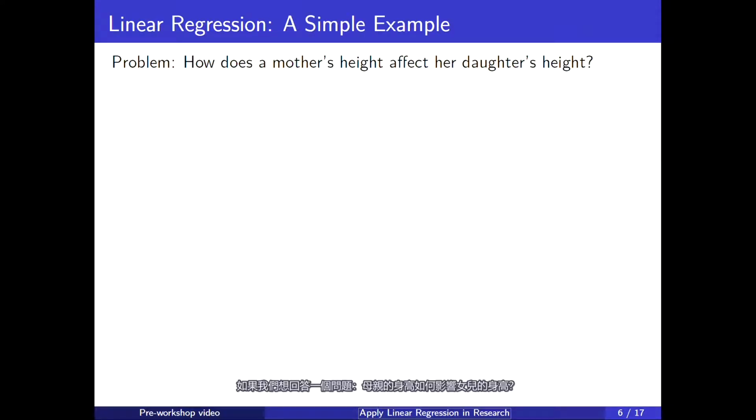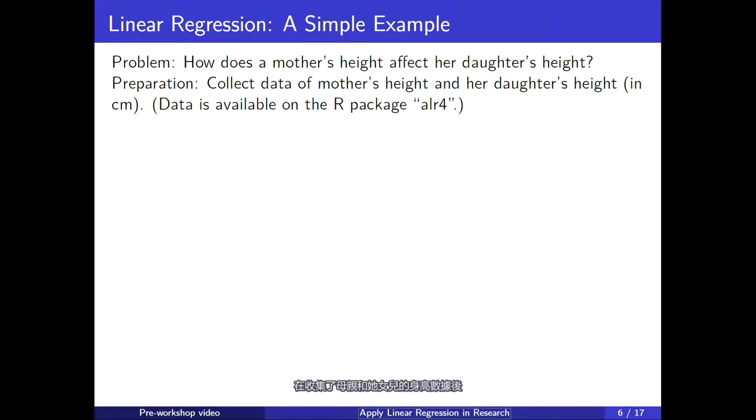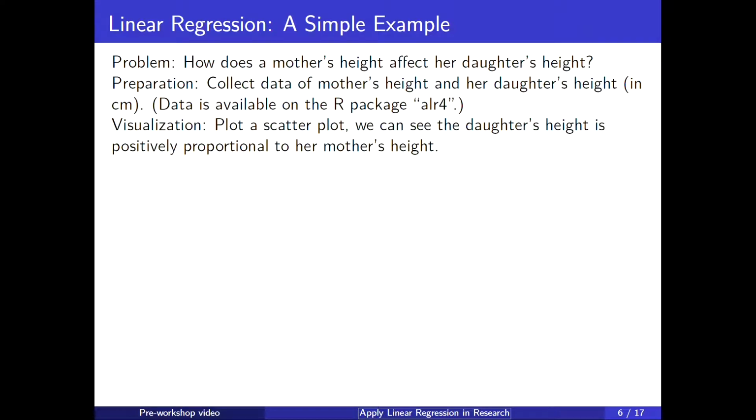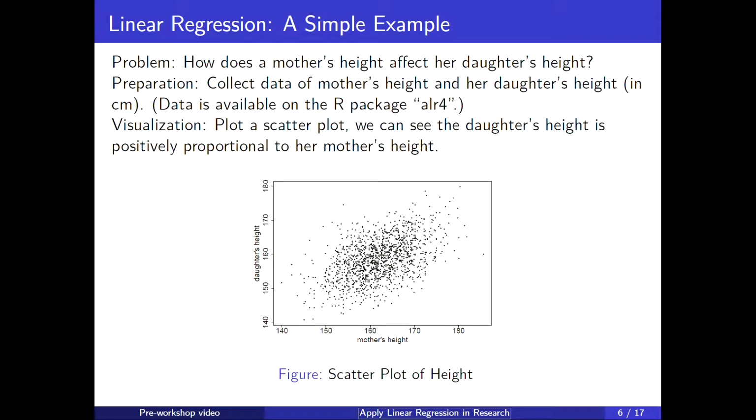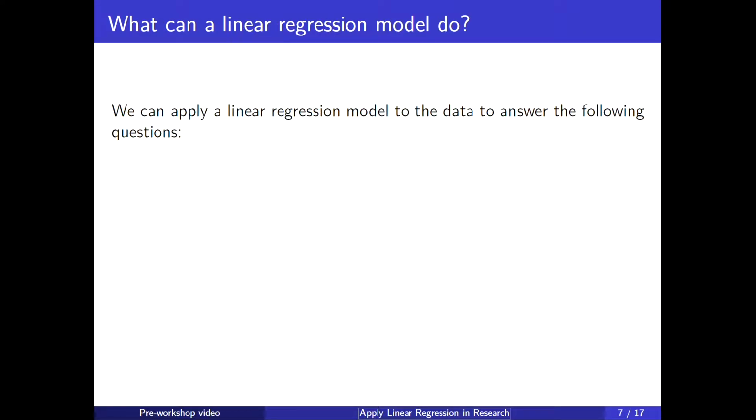Suppose we want to answer a problem. How does a mother's height affect her daughter's height? After collecting data on the height of the mother and her daughter, we can visualize the data by a scatter plot. We can see that the height of a daughter is positively proportional to her mother's height. We can apply a linear regression model to the data to answer the following questions.